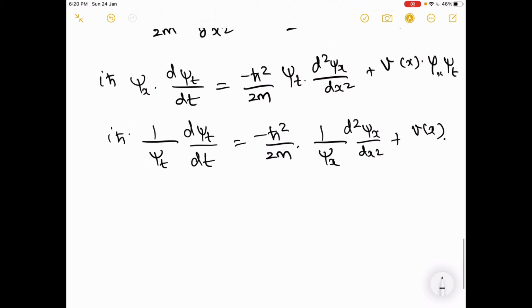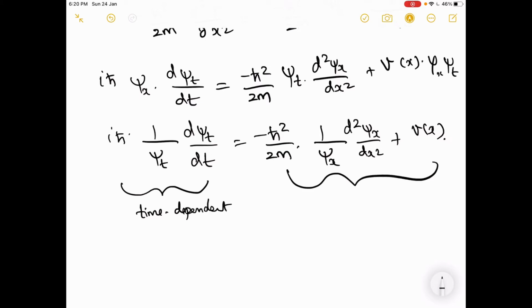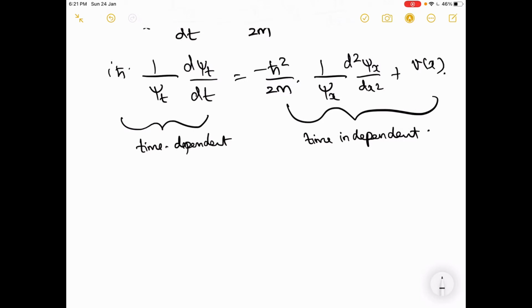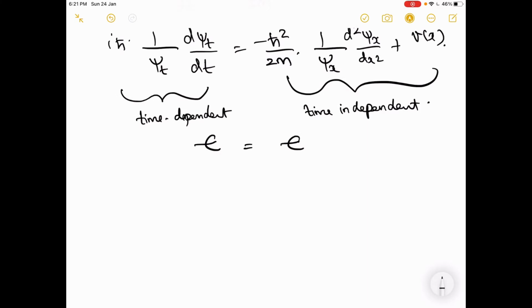You can clearly see this part is time dependent and this part is time independent. And this is an equation where the two sides are very different: the right one does not depend on time, and the left one does not depend on space. This can only be true if each of them is equal to some constant. Okay, so for our purposes, I'm going to call it E, the energy, right?